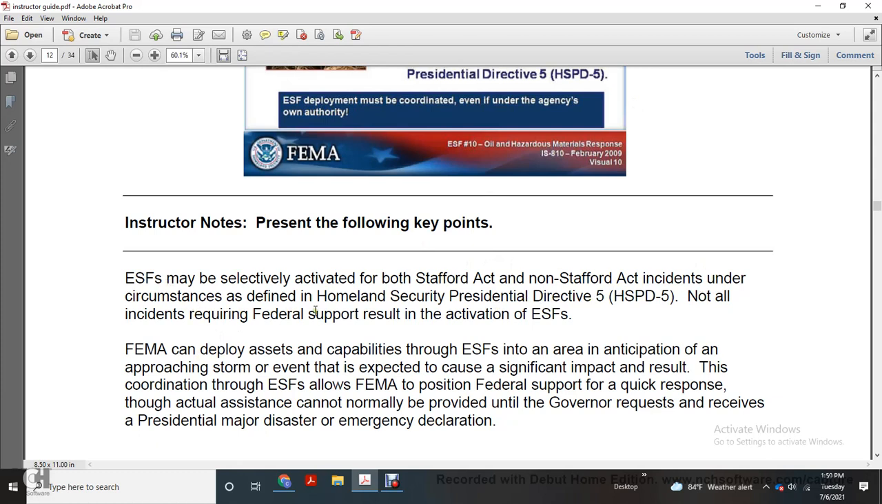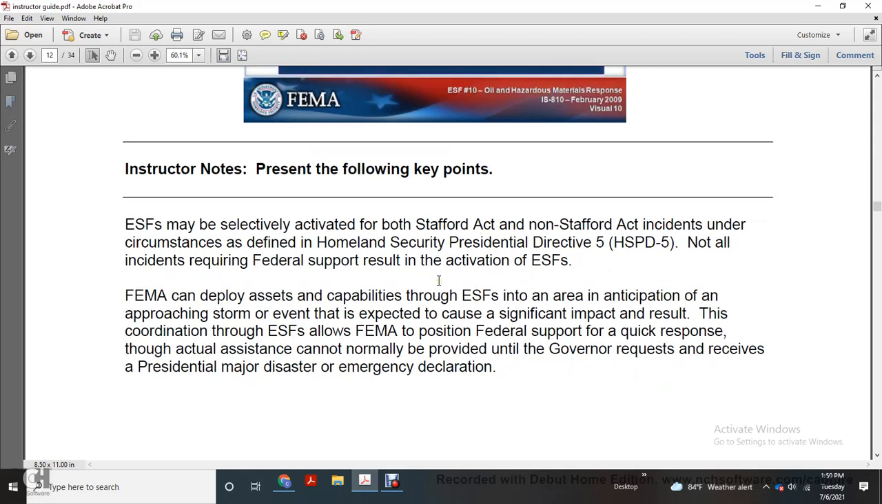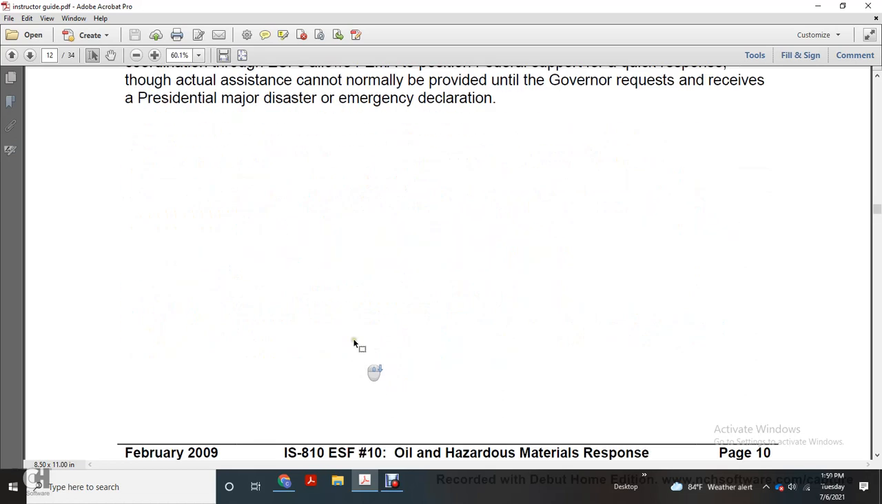Not all incidents require federal support resulting in the activation of emergency support functions. FEMA can employ assets capable throughout the emergency support functions to anticipate an approaching storm or event expected to cause a significant impact. The coordination of emergency support functions allows FEMA to position federal support for quick response, through assistance that cannot normally be provided until the government response receives a presidential major disaster or emergency declaration.